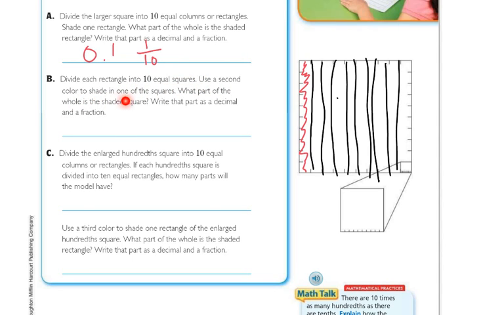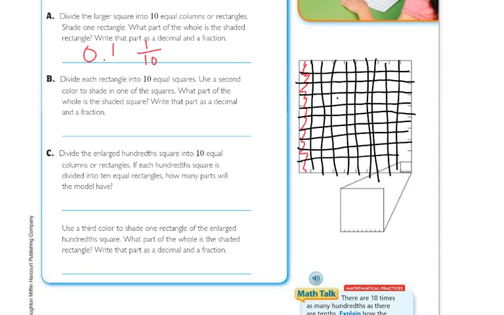Okay. So on letter B, it says divide each square into 10 equal squares. Use a second color to shade one of the squares. What part of the whole is shaded? Write that part as a decimal or a fraction. So now I'm going to go the other way. Okay, so now I'm going to do 1, 2, 3, 4, 5, 6, 7, 8, 9, 10.